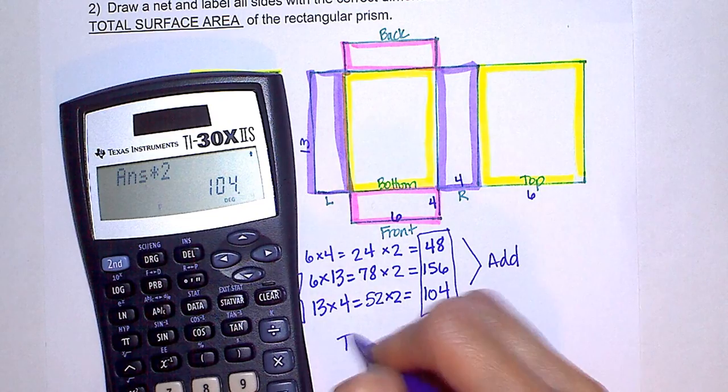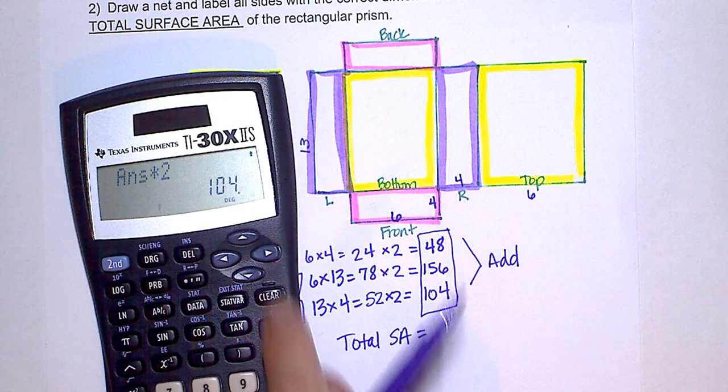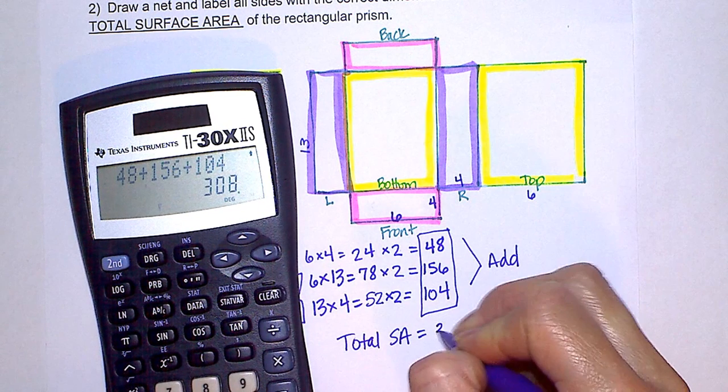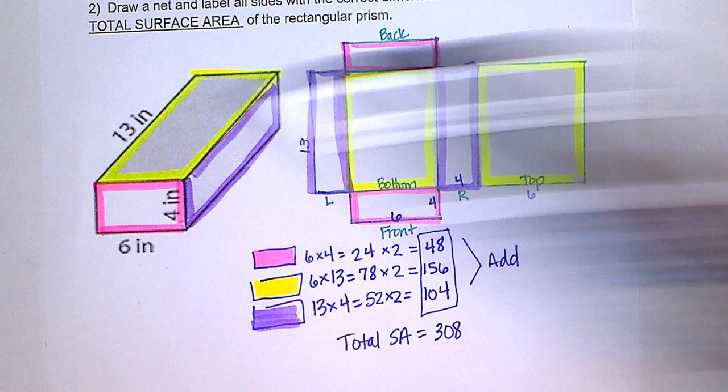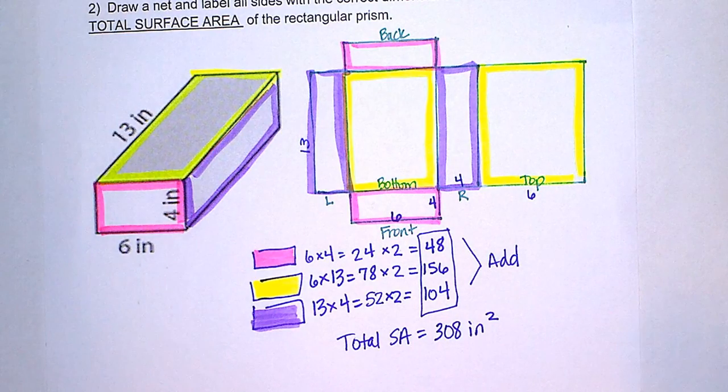So the total surface area is 48 plus 156 plus 104, and we get 308. Let's label it inches squared. So you can put that answer in the bottom corner where it says surface area, and you did it.